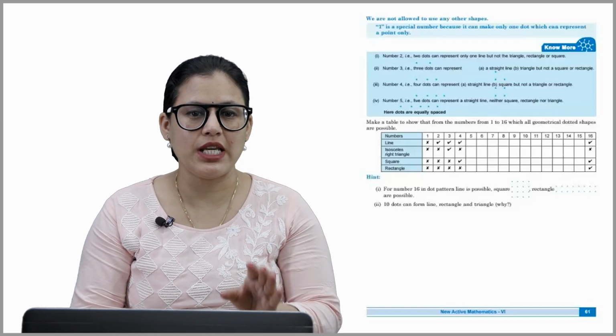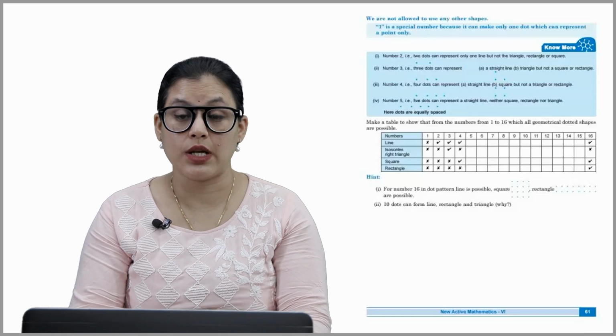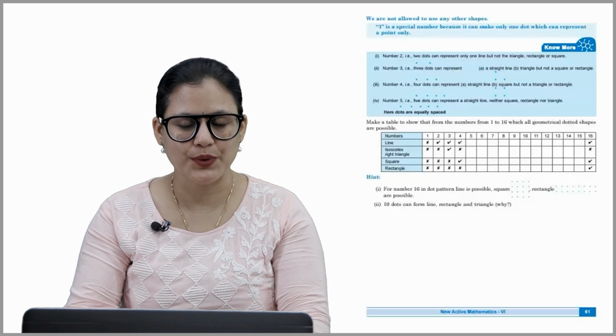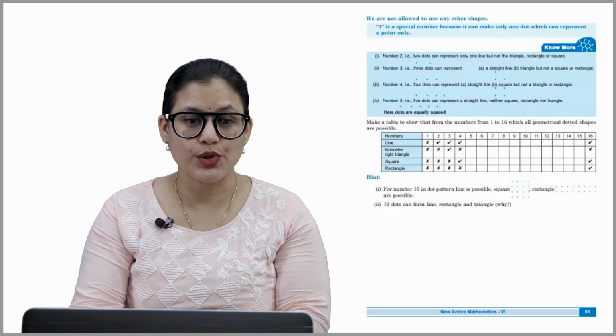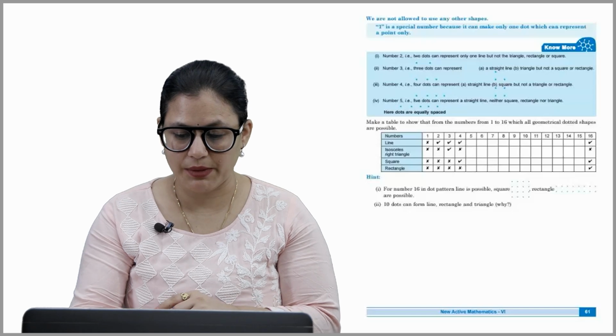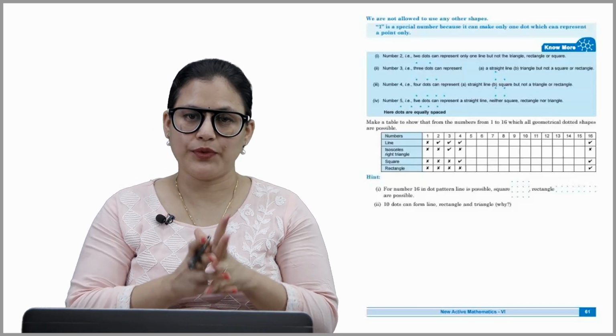Here the dots are equally spaced. Make a table to show, for the numbers from 1 to 16, which geometrical dotted shapes are possible. So you will do it. There is a hint also: for 16 in dot patterns, a line is possible, a square is possible, for example this one, and a rectangle. And 10 dots can form a line, rectangle and triangle. Why? You will give the reason.